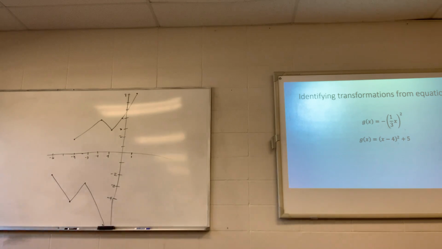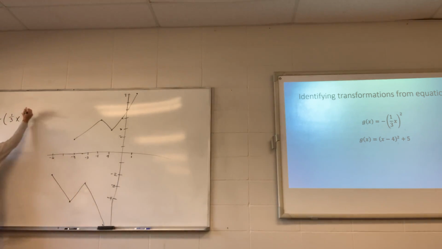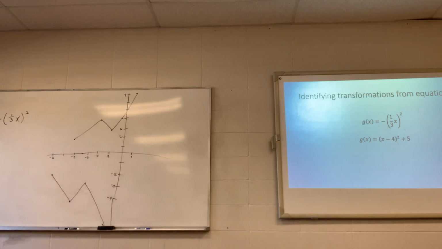Okay, let's just identify transformations. So this one, I have g of x is equal to negative 1/3 x squared. Okay, so my original graph would be just x squared, but I can see I have a negative out front of everything, and then I have a 1/3 in with just my x. Okay, so we can list these transformations. So I have two transformations. I'm just gonna do like 2 bullet points.